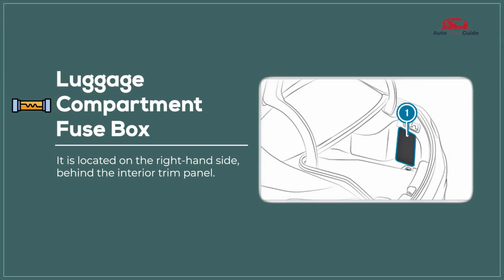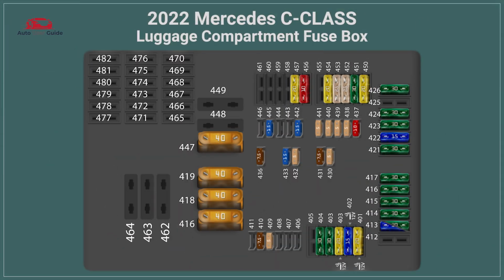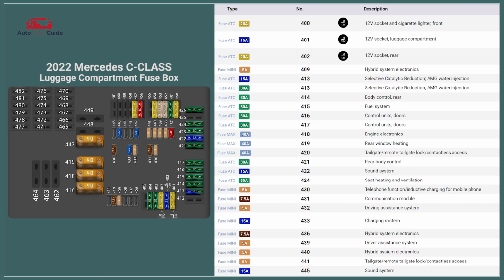Luggage compartment fuse box. The luggage compartment fuse box in the 2022 Mercedes C-Class manages and protects electrical circuits for rear area components like taillights, rear power outlets, and trunk-related systems.